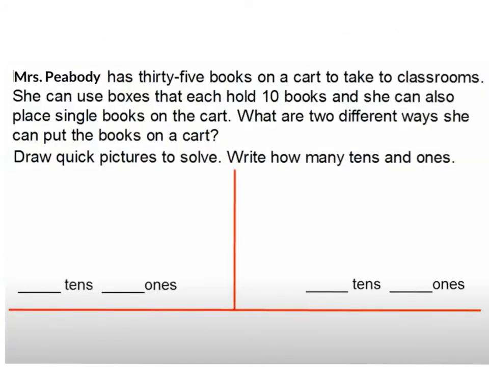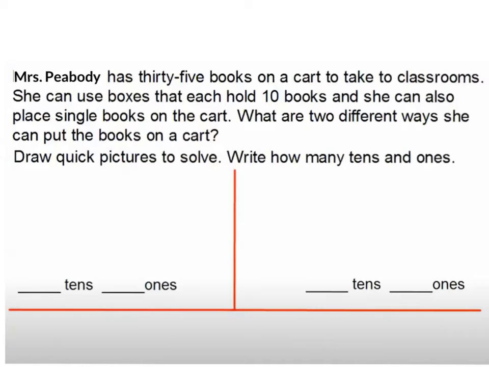Okay, this word problem is for page 85, and you have 2 blank spots on this page to draw pictures and fill in information as I do, so please follow along. Mrs. Peabody has 35 books on a cart to take to classrooms. She can use boxes that each hold 10 books, and she can also place single books on the cart. What are 2 different ways she can put the books on a cart? Draw quick pictures to solve. Write how many 10s and 1s.